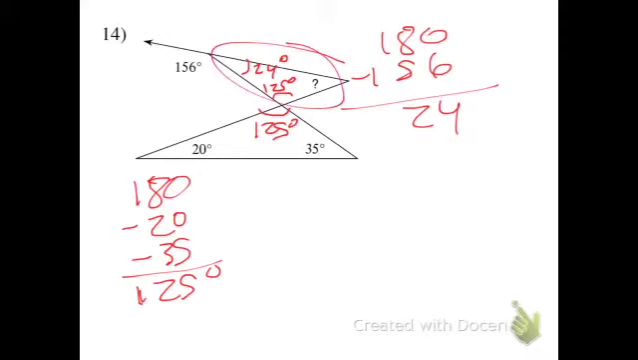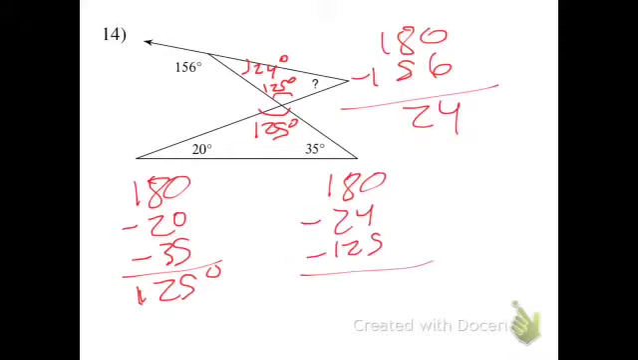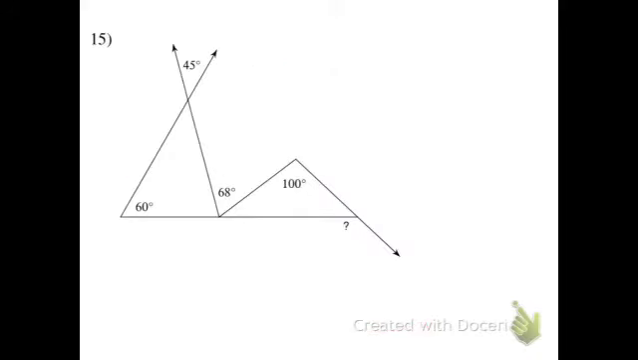And if we want to get the question mark, we just need to take 180, the sum of all the angles in a triangle, and subtract off the 24, subtract off the 125, and we'll have our final answer. So 180 minus 24 minus 125 is going to give us 31 degrees. And so our question mark there is 31 degrees. Here, let me write that a little bit more clear. 31 degrees, yeah. And we'll move on to 15.